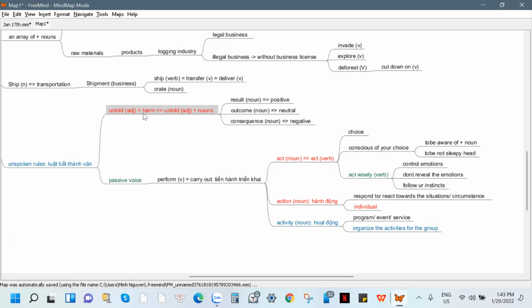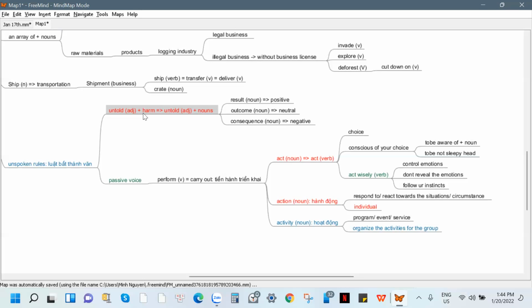And the second meaning of the word untold harm is that people don't know the harm of this act in the business yet. People don't know anything about the harms. People can only see the positive side of the business. So once we don't know anything related to harms, related to the negative impacts, we can use the word untold. So the word untold can be expressed in two ways, a negative way and a positive way.